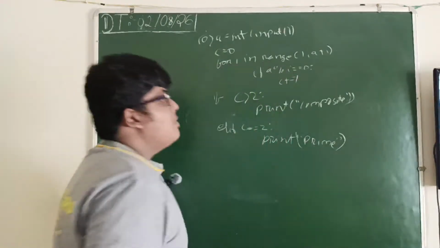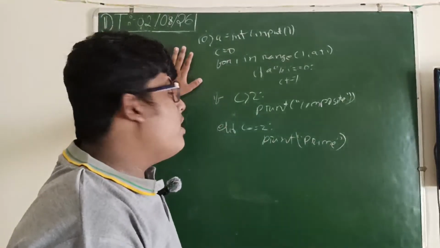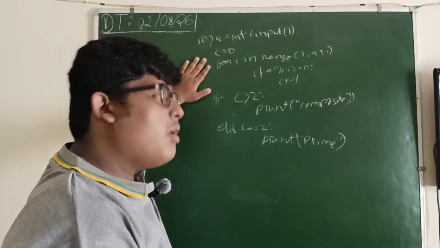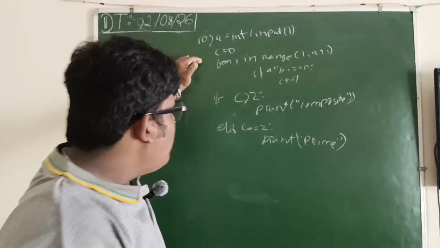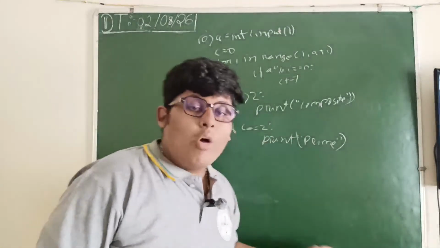So this is the simple logic behind the program. As in the previous program, we found the number of factors of the number. This is the same, just again we are checking two conditions to find prime or composite number.